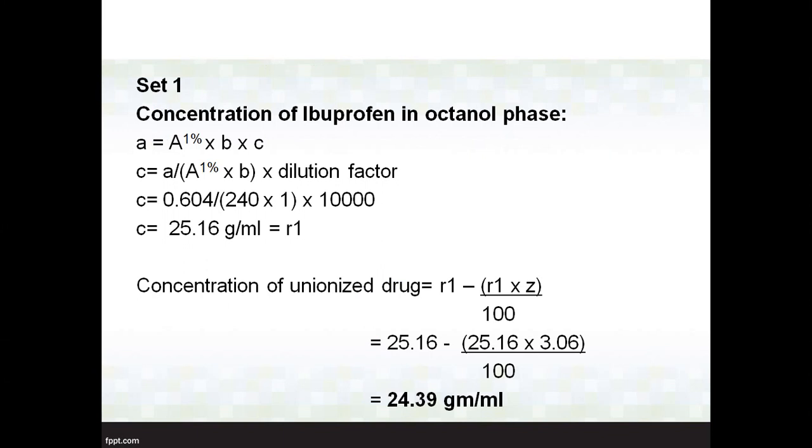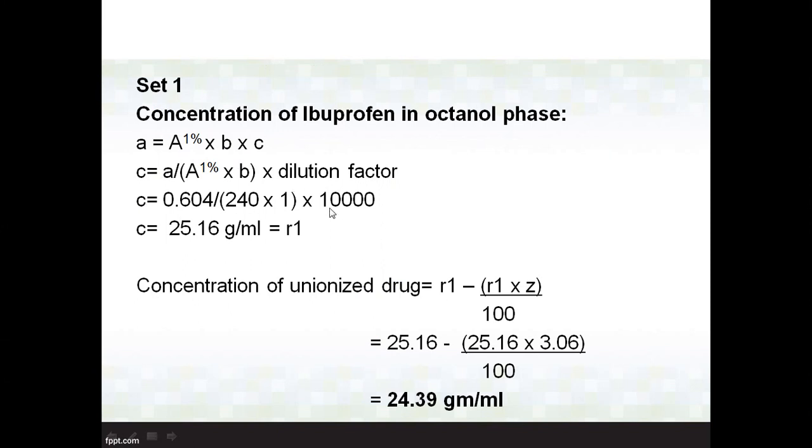Now let us find out the concentration of ibuprofen in octanol phase. So here absorbance is equal to absorptivity into b into c, where b is the path length of your cuvette and c is the concentration. So concentration is equal to absorbance divided by absorptivity into path length. And see here, we have taken into consideration the dilution factor.